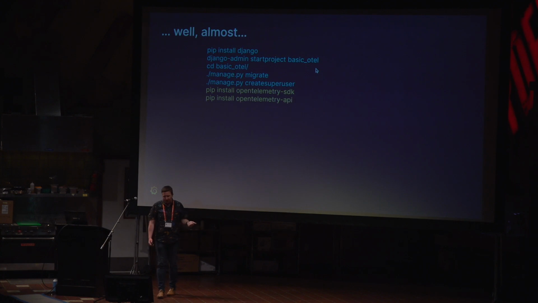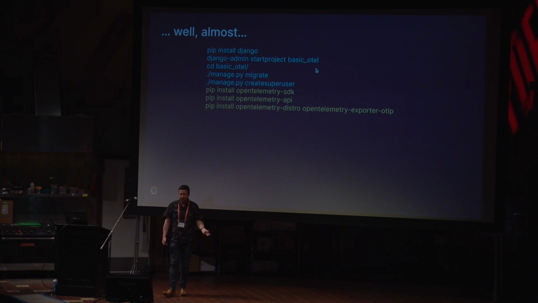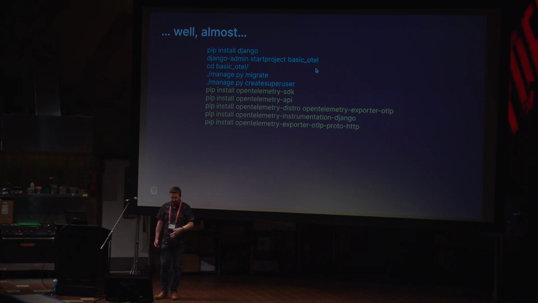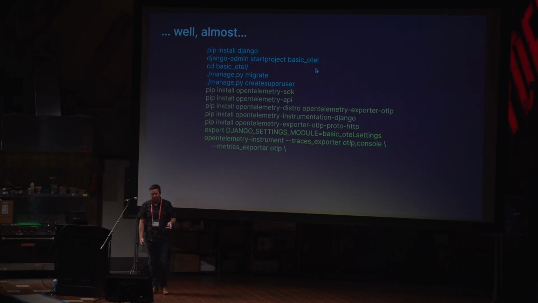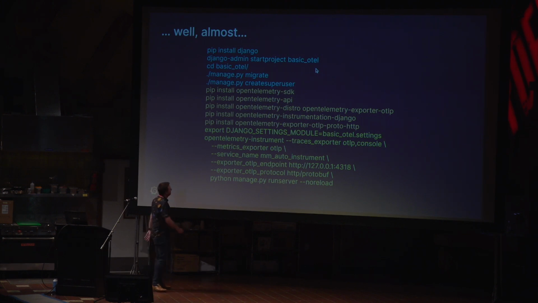So we install the SDK, and then we install the API, and then we install the distribution and the exporter for OpenTelemetry, and then we install the instrumentation for Django specifically, and then we install the exporter for OpenTelemetry that sends stuff over HTTP instead of gRPC because we don't have any TLS certificates on our collector endpoint. And then we have to tell OpenTelemetry where our settings module is, and then we can start to run the auto-instrumentation, right? And so eventually you get this wonderful command.